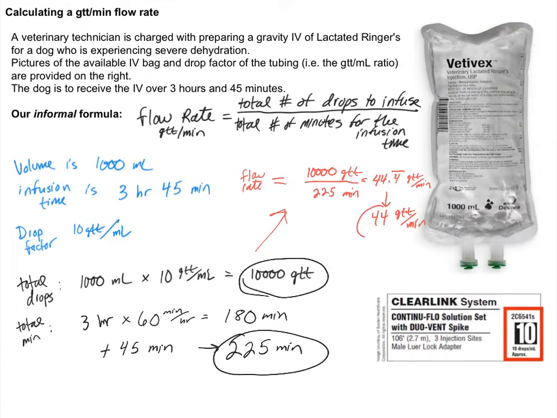This is how many drops this dog needs to receive every minute. And if they do, and there'll be a slight rounding error, but if they do, they will have received 10,000 drops over the 225 minutes. This is what we need to be able to think through. What's the total volume in drops? What's the total time in minutes? And if you know those two things, you can find the flow rate.